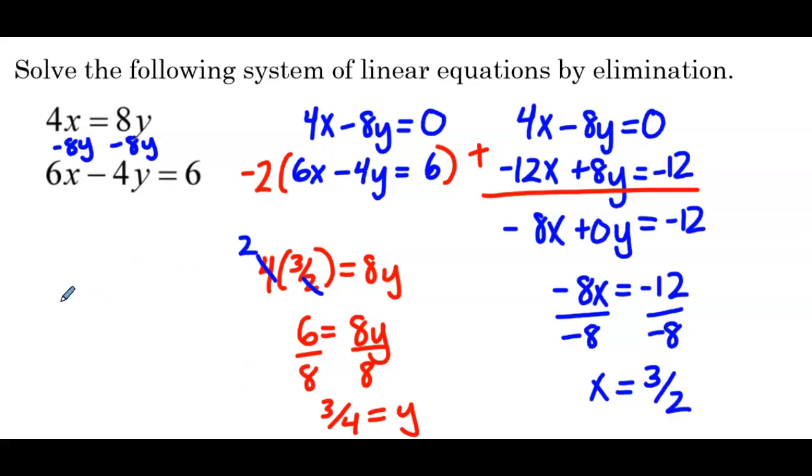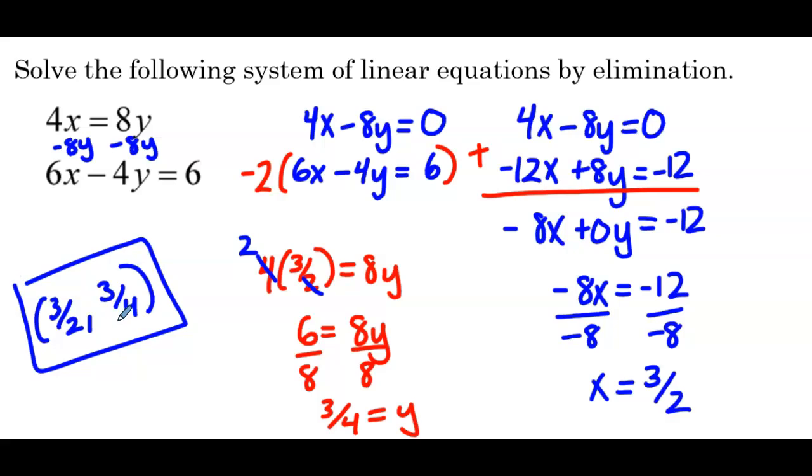So writing our solution as an ordered pair, it's the point 3/2, comma 3/4. And if we want to check that we're correct, we can substitute that into the second equation and see if it's a true statement. So we'd have 6 times 3/2, which is 9, and then 4 times 3/4 is 3. 9 minus 3 is in fact 6. So it does check out.